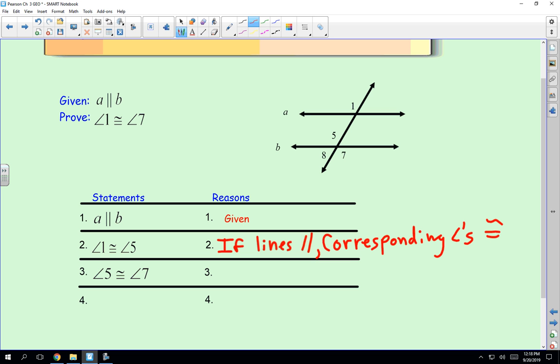And number 3, this goes back to last chapter. Angle 5 is congruent to angle 7. Why is that? Vertical angles, yeah.